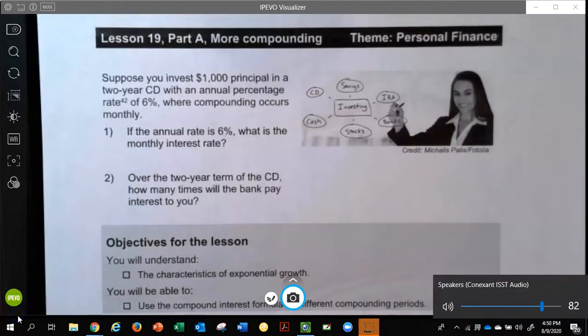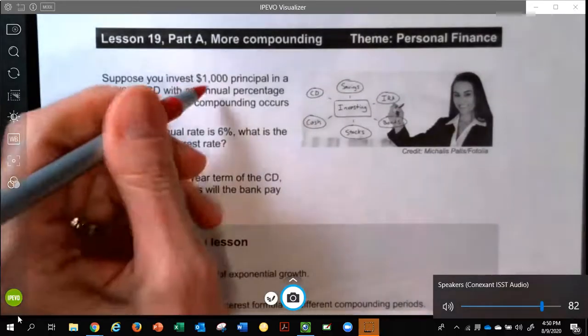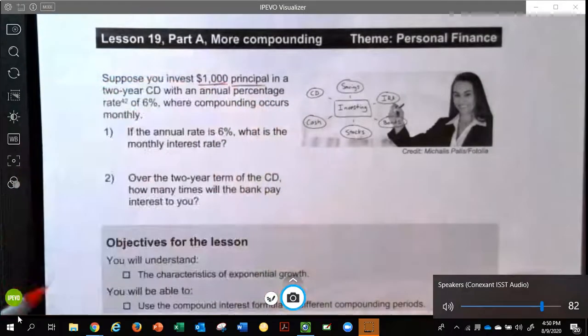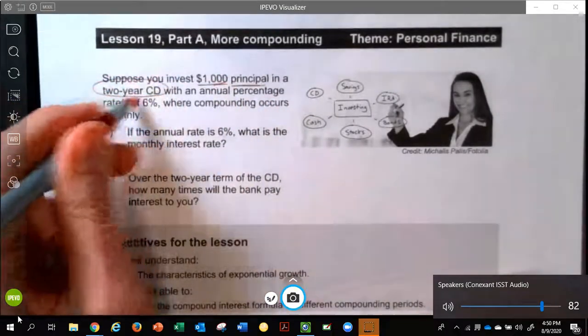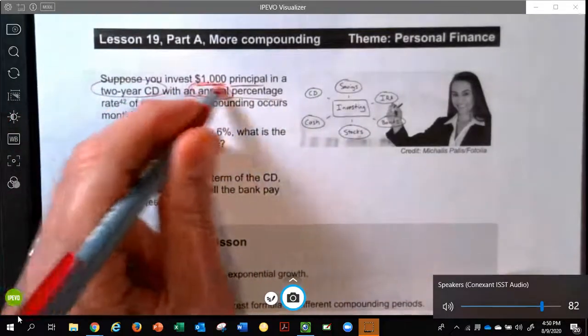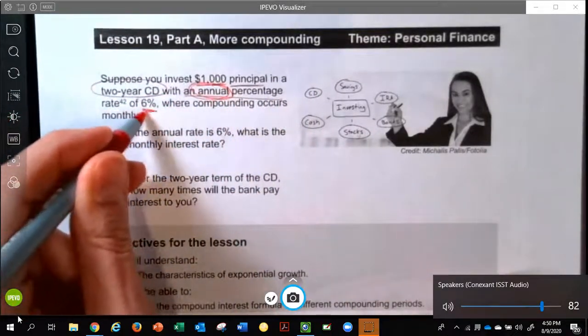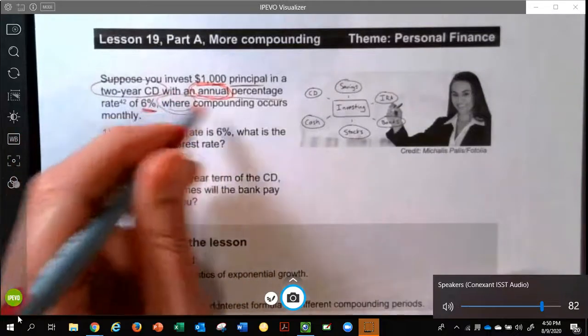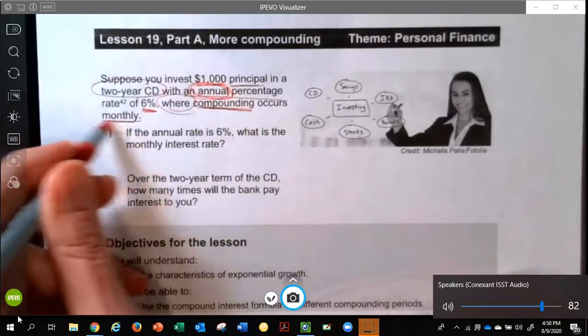Go ahead and read that first paragraph and answer questions 1 and 2, and I'll go ahead and read it out loud. Suppose you invest $1,000, and I like to write as I'm reading. Suppose you invest $1,000 principal in a 2-year certificate of deposit with an annual percentage rate of 6%, where compounding occurs monthly.